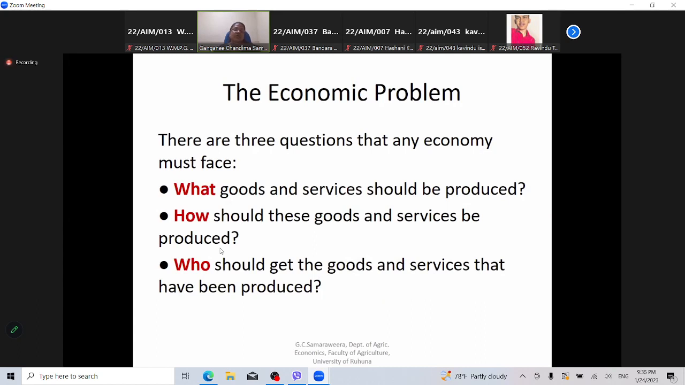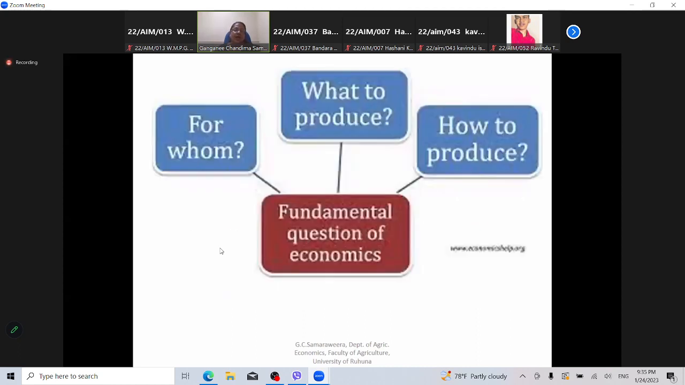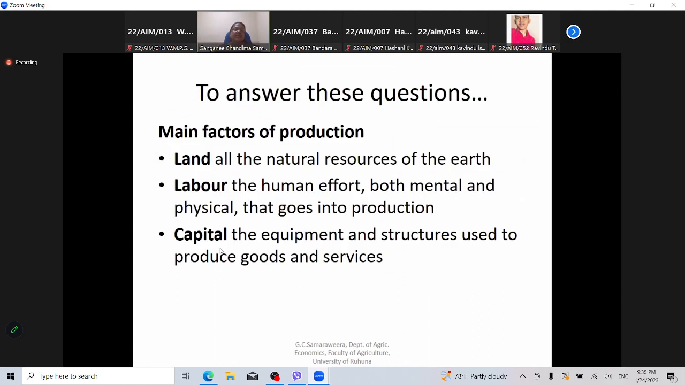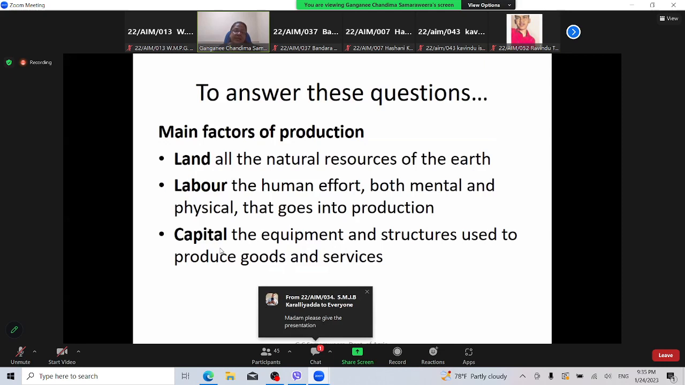What are the things we need to produce? How should we produce, and who should get the services? That means who are the consumers. To answer these questions, we have these resources: land, labor, and capital. Land is there to produce what people need. Labor is there to produce what people require. And capital we need to have to produce goods and services. Otherwise, we don't have goods and services.